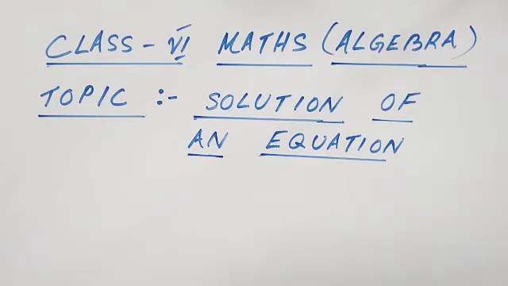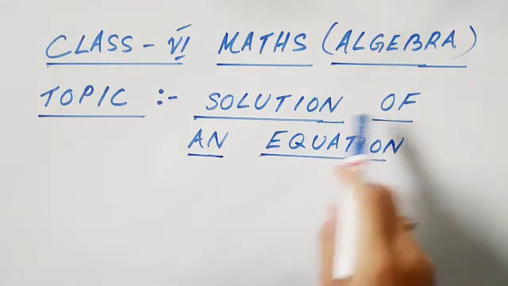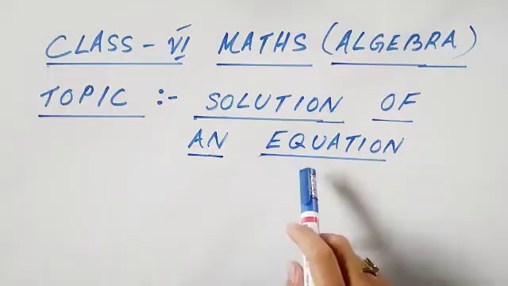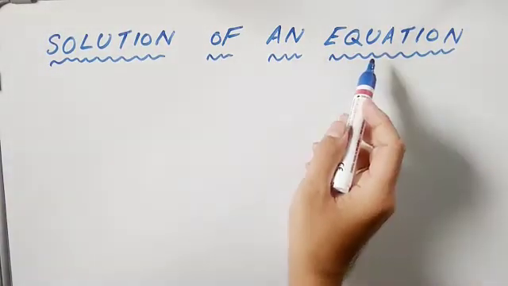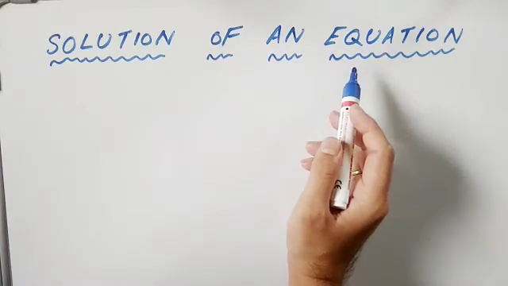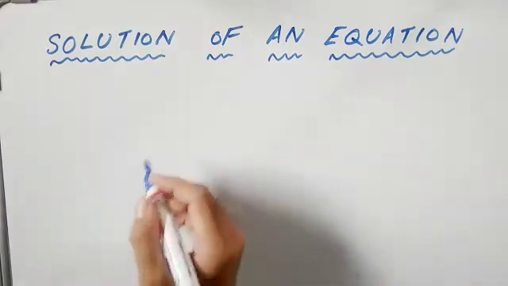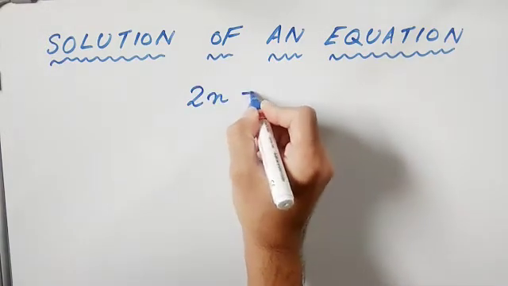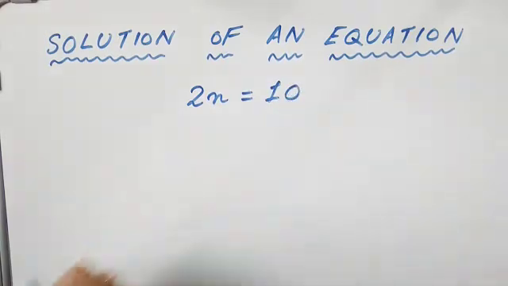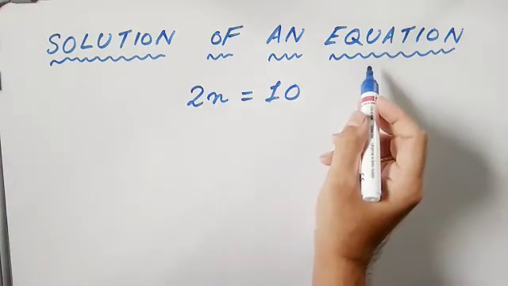This is BJ Tutor, and in this video let us try to understand the topic solution of an equation. So to understand the topic solution of an equation, let us first give an example of an equation. You can give an example of any equation. So for me, let me give an equation like 2n equals 10. 2n equals 10 is an example of an equation, right?